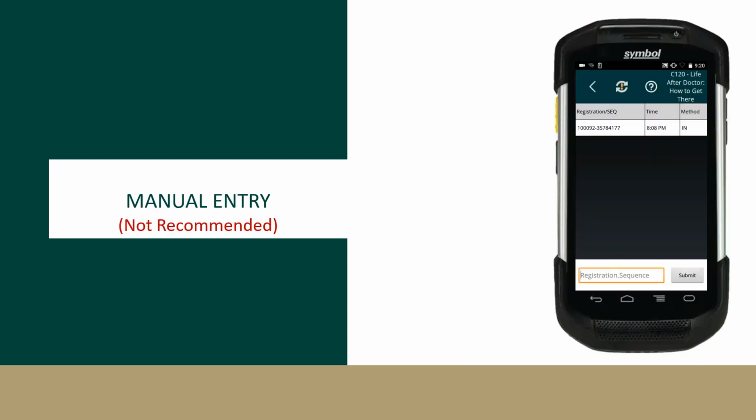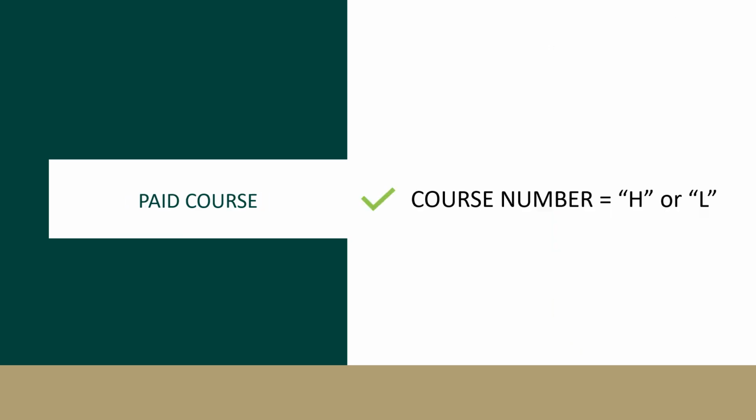To manually type in the attendee's registration and sequence number, tap the registration sequence text box to bring up a virtual keyboard. Find the registration and sequence number at the bottom of the attendee's badge. Replace the forward slash with a period when entering numbers into the app. Press submit. Each new scan or manual entry will appear at the top of the list with a timestamp.